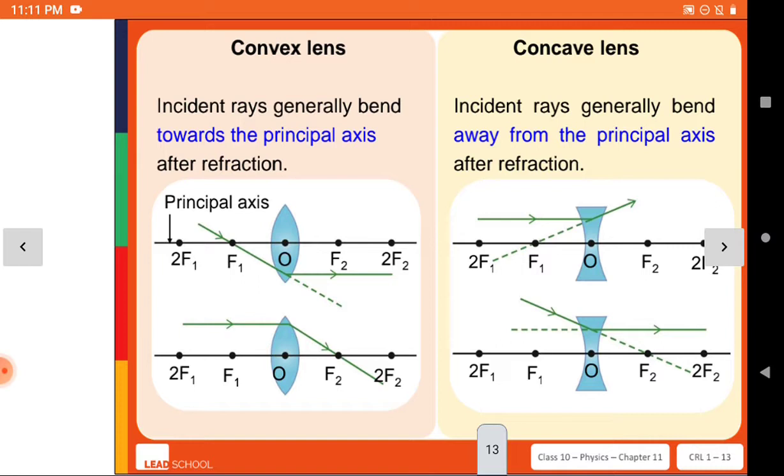Incident rays generally bend toward the principal axis after refraction in a convex lens. But in the case of a concave lens, incident rays bend away from the principal axis after refraction.